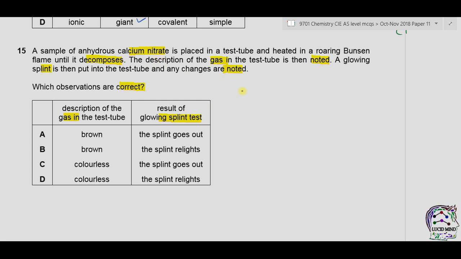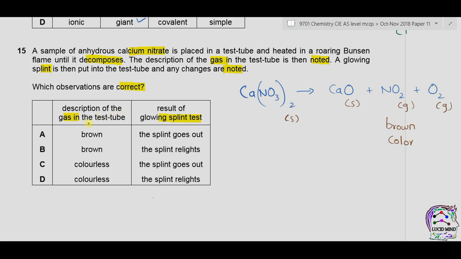Let's write the equation for decomposition of calcium nitrate. Calcium nitrate decomposes in heat to form calcium oxide, nitrogen dioxide, and oxygen gas. As calcium nitrate is solid, calcium oxide is solid, NO2 is gas, oxygen is gas. NO2 is the gas that is brown in color. So the description of gas should be brown. Second gas that is formed is oxygen. So for oxygen the glowing splint relights. The answer is therefore B.